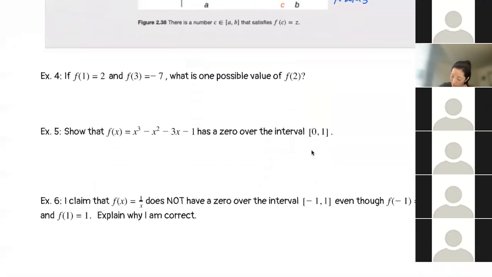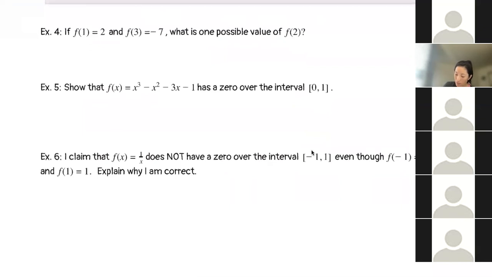So let's take a look at these three questions here. Example 4: if f of 1 is 2 and f of 3 is -7, what is one possible value of f of 2?